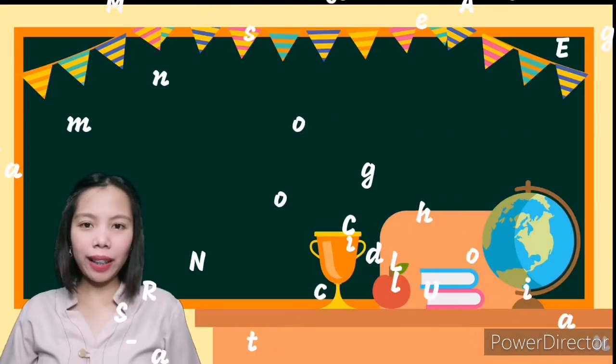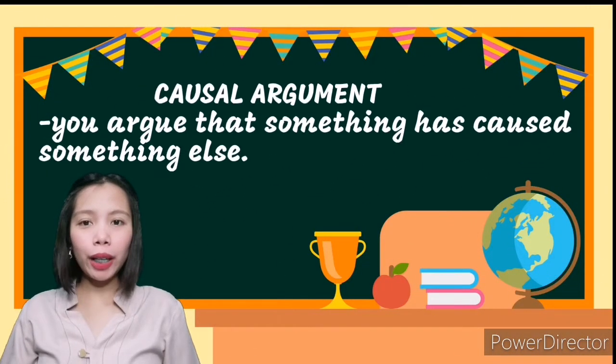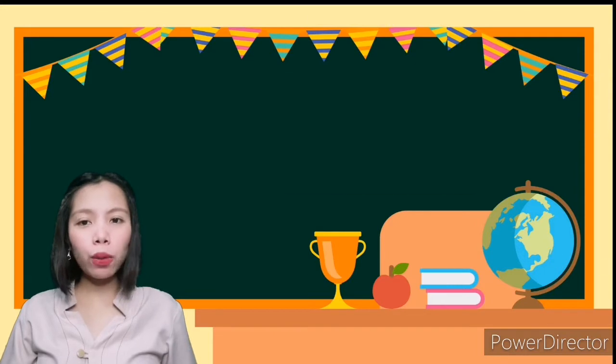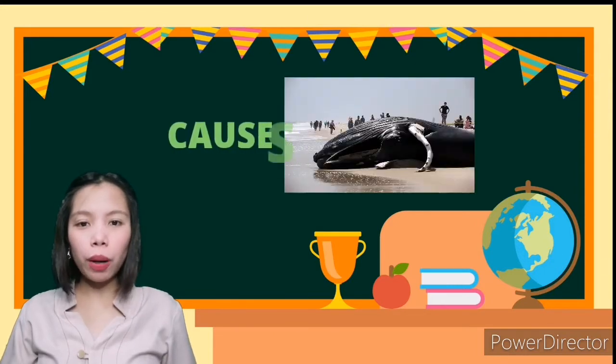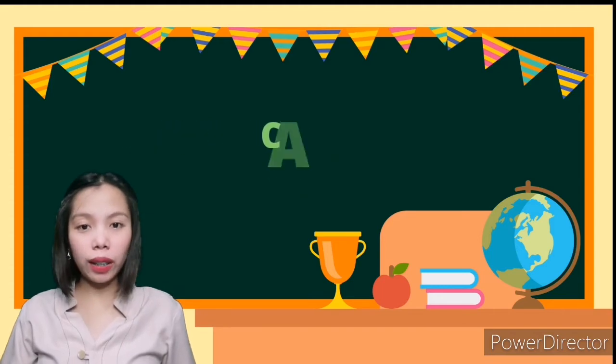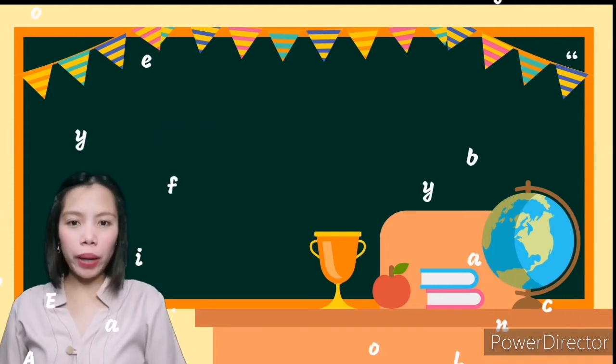Causal argument. In this type of argument, you argue that something has caused something else. For example, you might explore the causes of the decline of large mammals in the world's ocean and make a case for your cause.